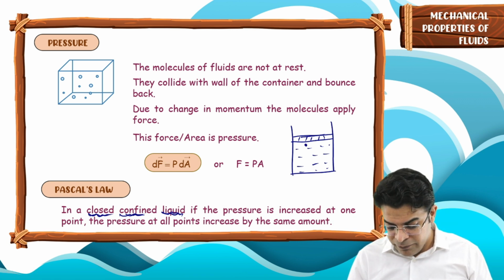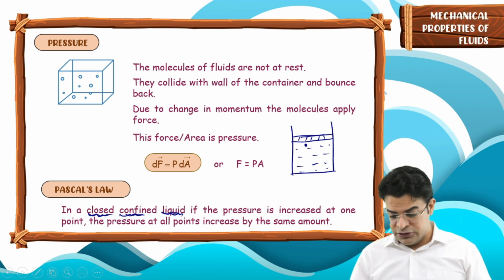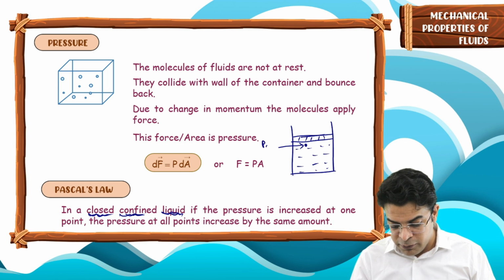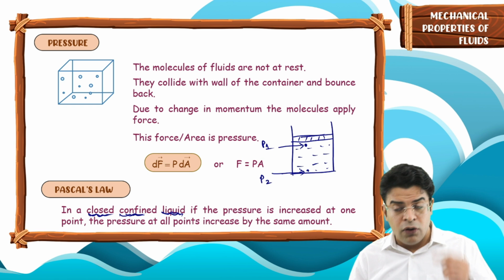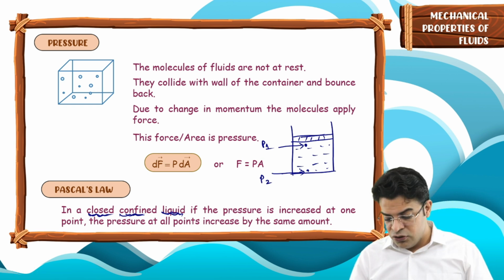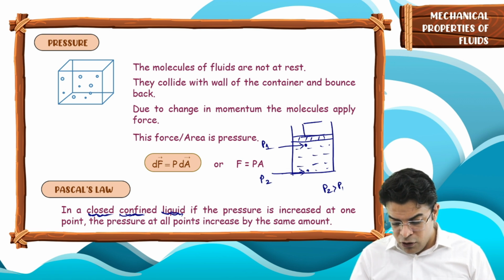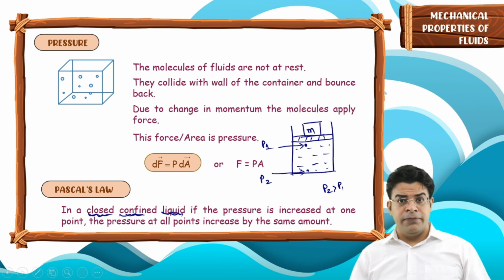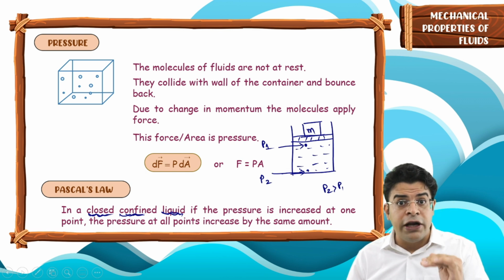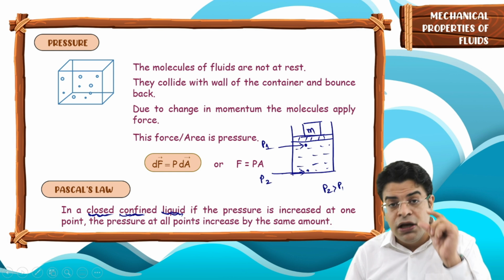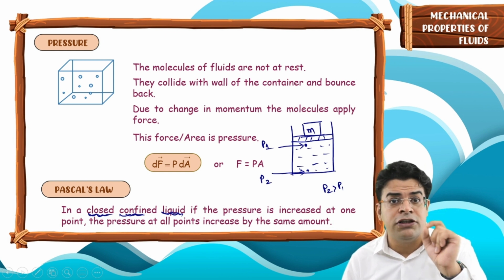So let's say we already know that as we go down in the fluid, the pressure increases. So let's say at this point of fluid pressure is P1 and at this point of fluid pressure is P2. As we move down because of gravity, the pressure increases. So you know that P2 will be greater than P1. Now if we place a block of mass M on top of it, then because of the weight of this block, the pressure at all points will increase by the same amount, and that amount will be the excess pressure created because of the placement of this block.